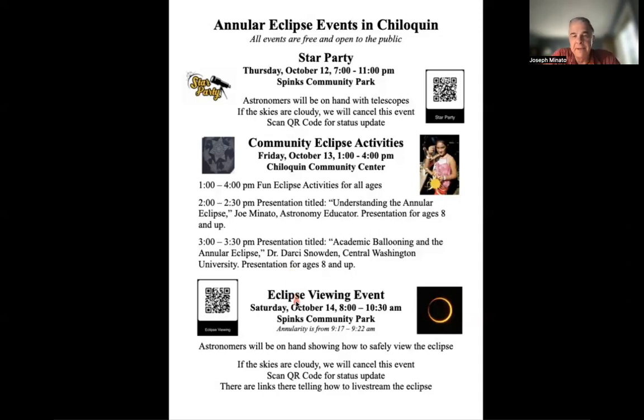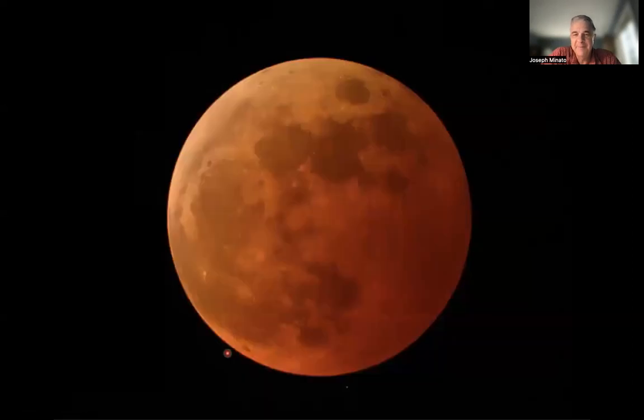And then finally here is the eclipse viewing event, and that's Saturday, October 14th, 8 to 10:30 at Spinks Community Park. Once again, I've got a QR code. You can check that. So if it's cloudy, you can go check and see, are we going to run the eclipse or not? And I will update that probably around 7:30 in the morning. And I'll be on hand with lots of other astronomers, who will help you with fun activities and certainly help you be safe viewing the eclipse.